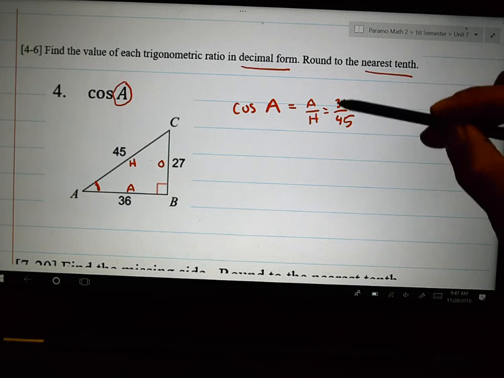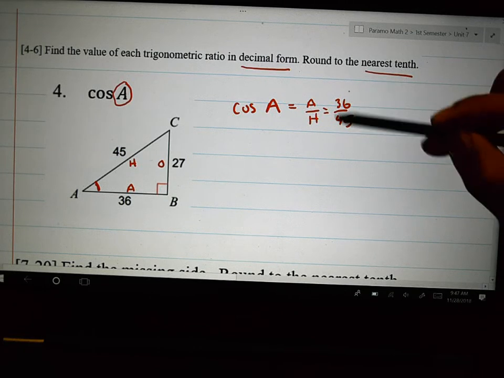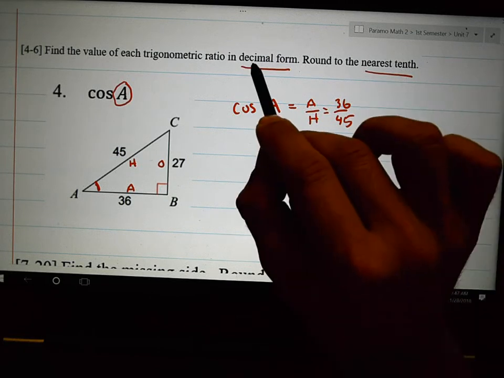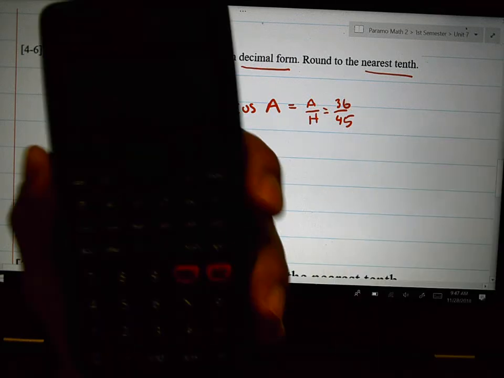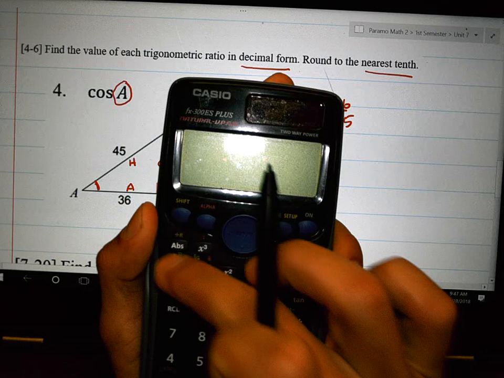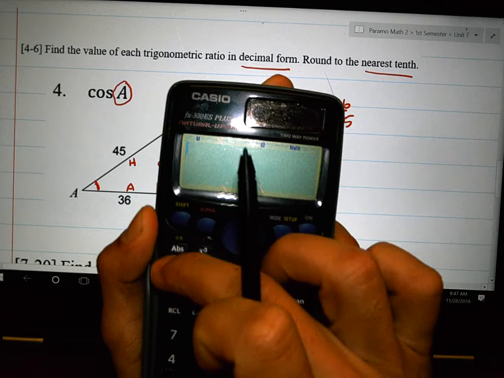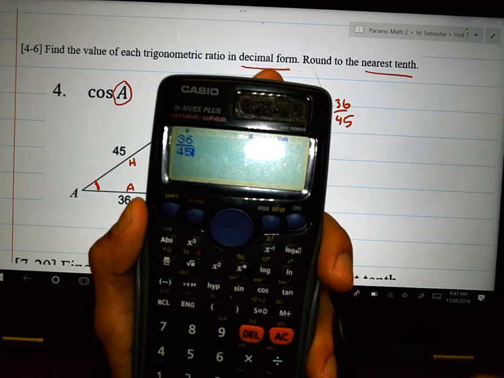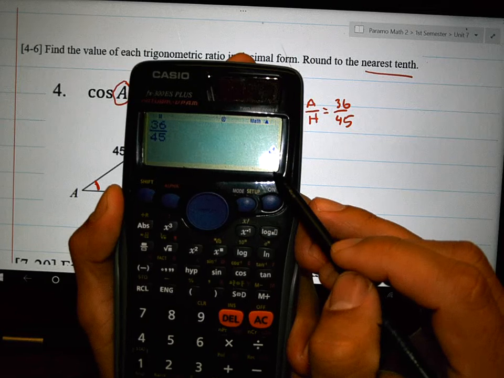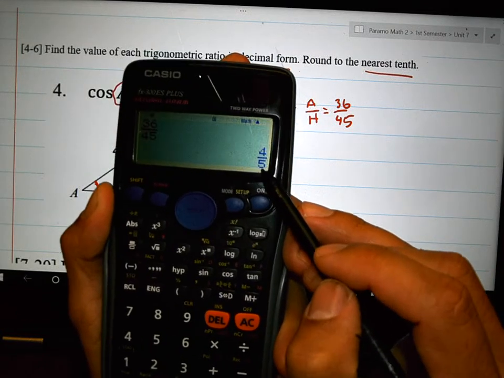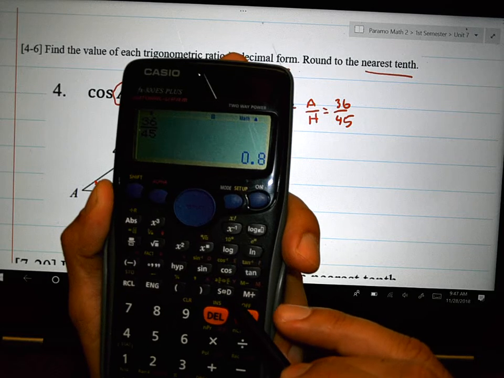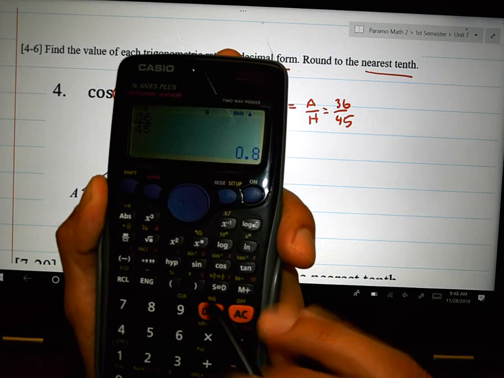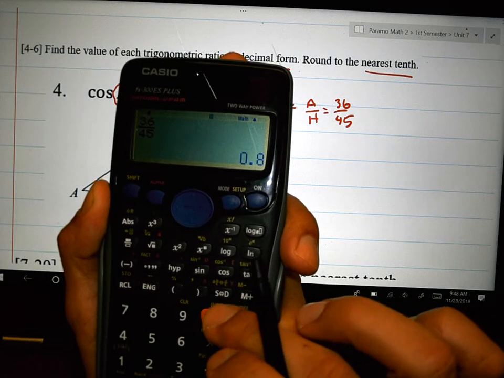Now, this is what it would be as a fraction, but we need to turn that into a decimal. How do I do that? We punch in 36 over 45. And it puts it in lowest terms as a fraction. But I want to put it as a decimal, so your decimal button is this S-D button right above the DEL key. That's standard to a decimal.